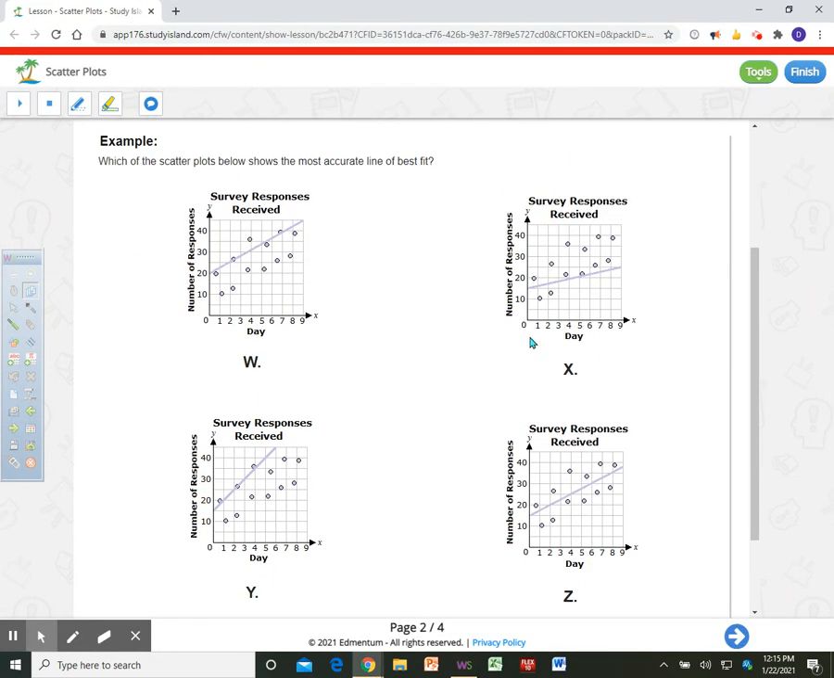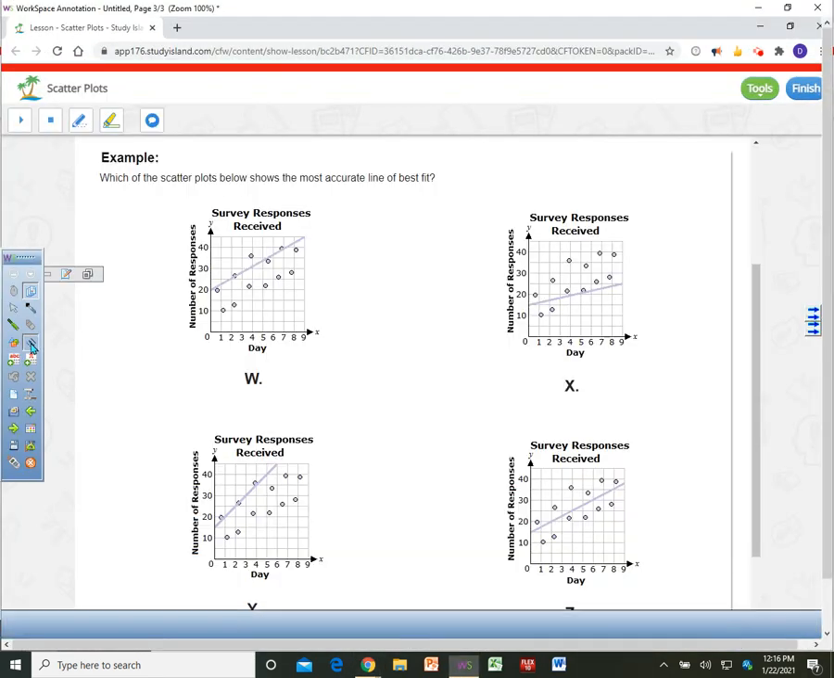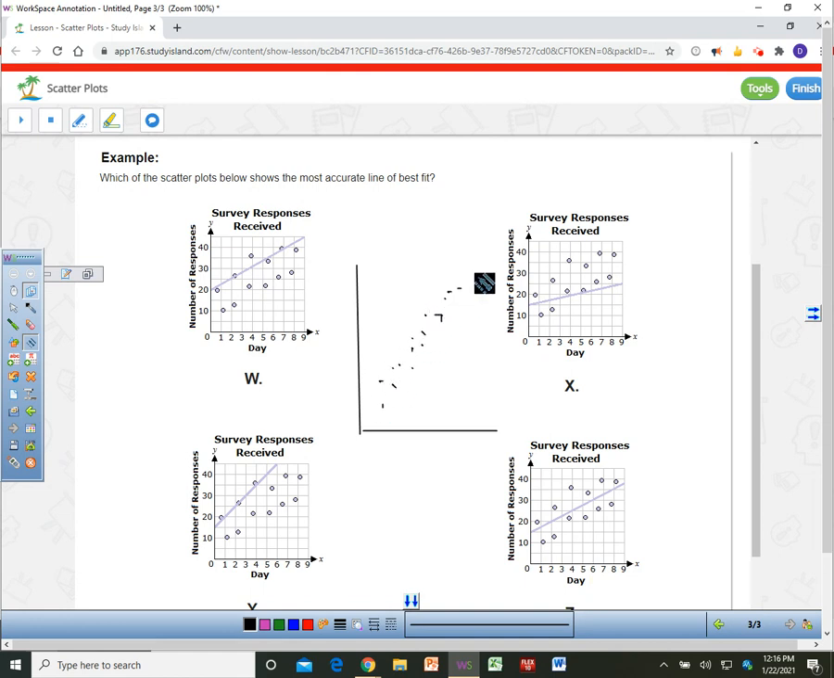Okay, so if I have 4 graphs right here, and they all have the same dots on them, a line of best fit is going to go through about the middle of all the data. So if I have a graph like this, and my dots are going like this, a line of best fit is going to go through the middle of everything. It's not going to touch every dot. It might touch a couple dots. It might not touch any dots, which is okay. We want it to go through the middle of all of our data.